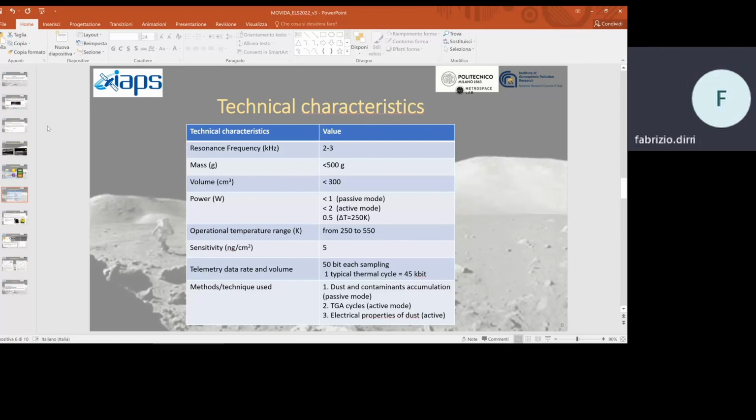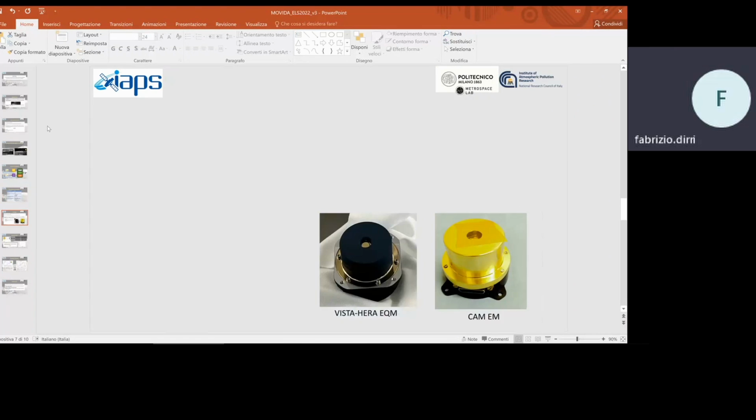In this case, the sensitivity is 5 nanograms, and the methods used are mainly contaminant and dust accumulation, TGA cycles, and the local electrical field to measure the electrical properties of dust.